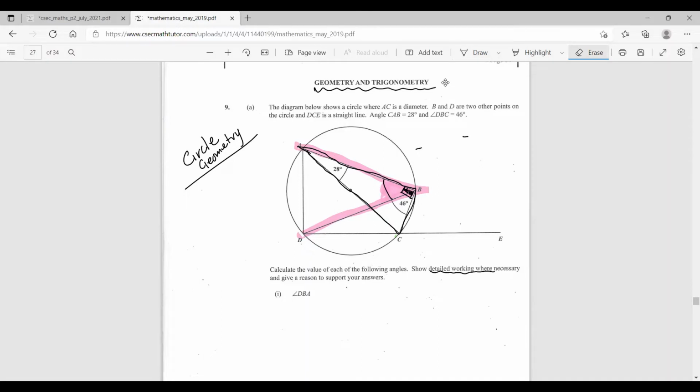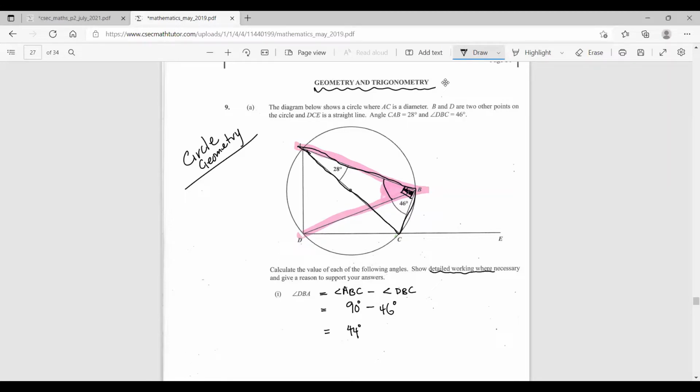90 minus 46. Correct. So angle DBA is equal to angle ABC minus angle, what angle is the 46? DBC, right? We know angle ABC is 90 degrees, so that's just 90 degrees minus 46 degrees, giving us how much? 44 degrees.